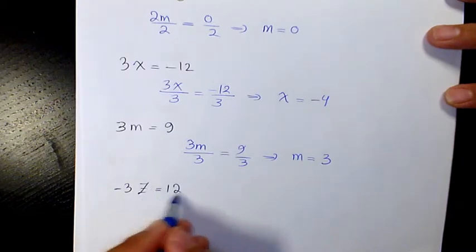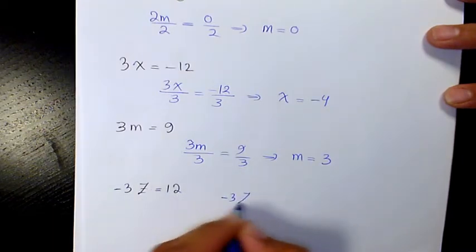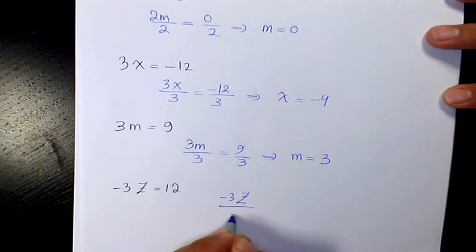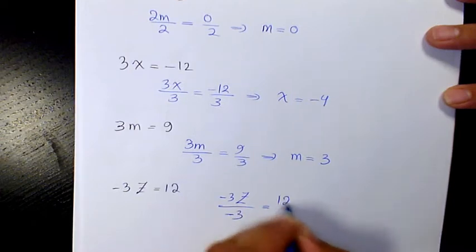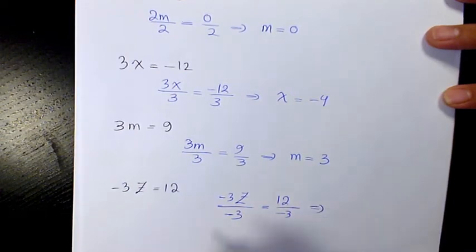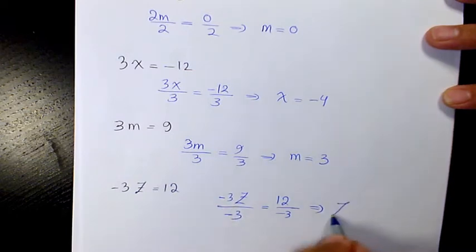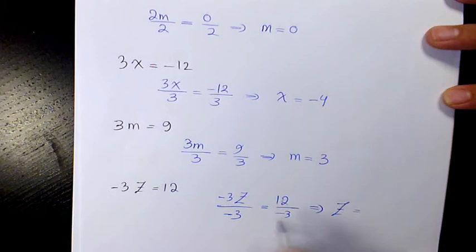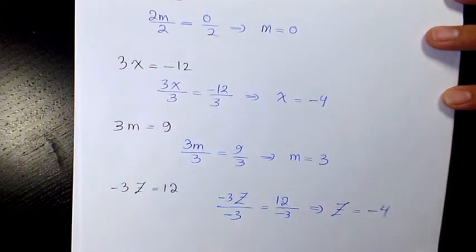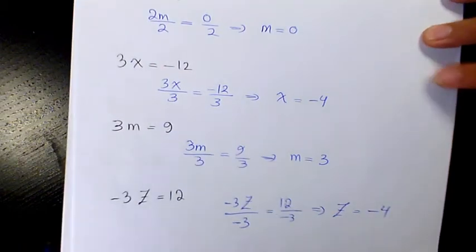Negative 3z equals 12. Negative 3z divided by negative 3 equals 12 divided by negative 3. Negative 3 divided by negative 3 is going to be 1, so that's going to be z. 12 divided by negative 3 is going to be negative 4. So the final answer is going to be negative 4.